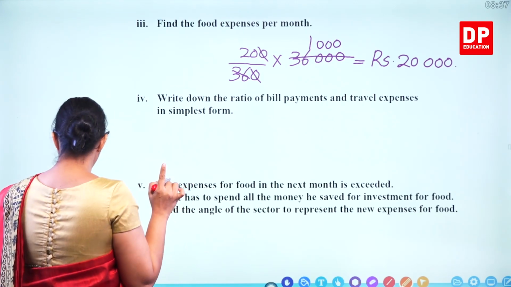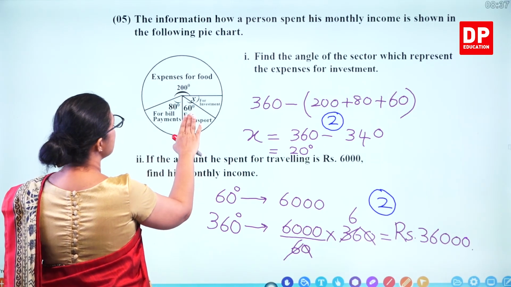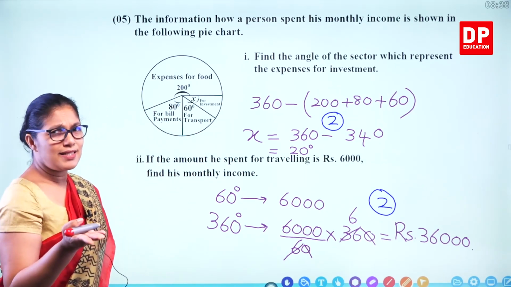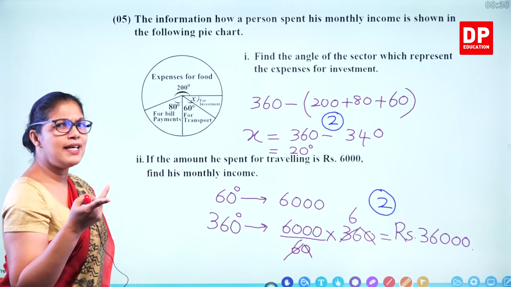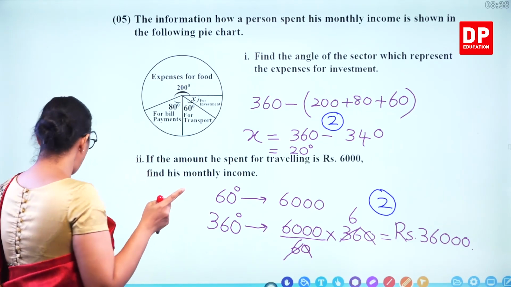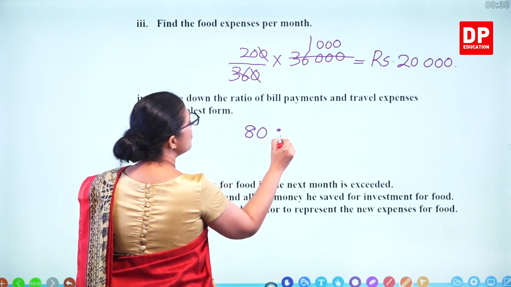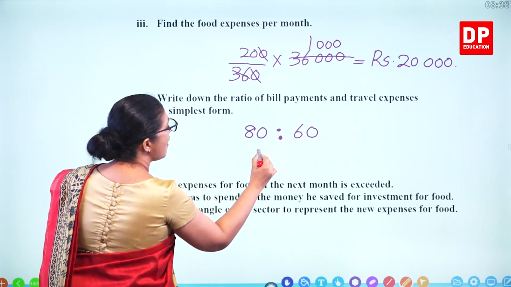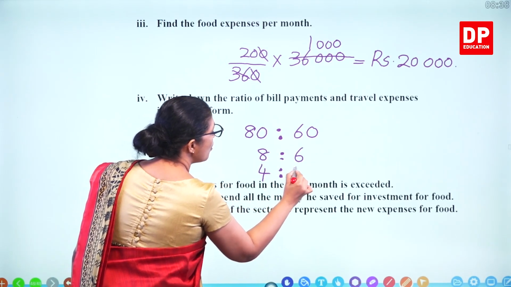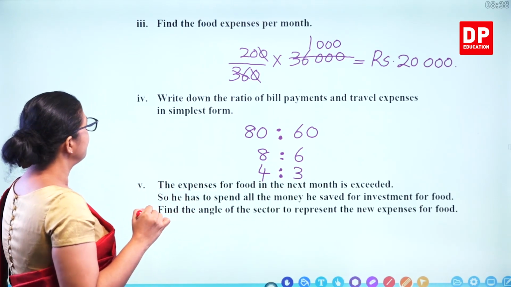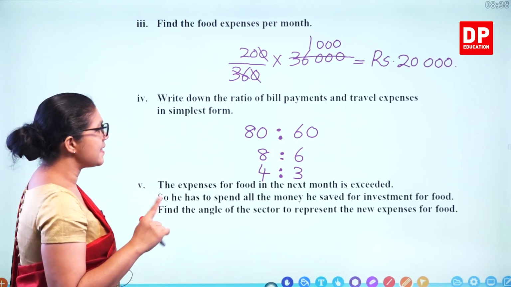Write down the ratio of bill payments and travel expenses in simplest form. Bill payments and travel expenses. So here 60 and bill. Here you can take the degrees, the angle. The ratio between angles is the same as the ratio between the amounts. So 80 to 60 degrees. 80 to 60. Simplify 8 to 6. Divide by 2, 4 to 3. That's the simplest form.